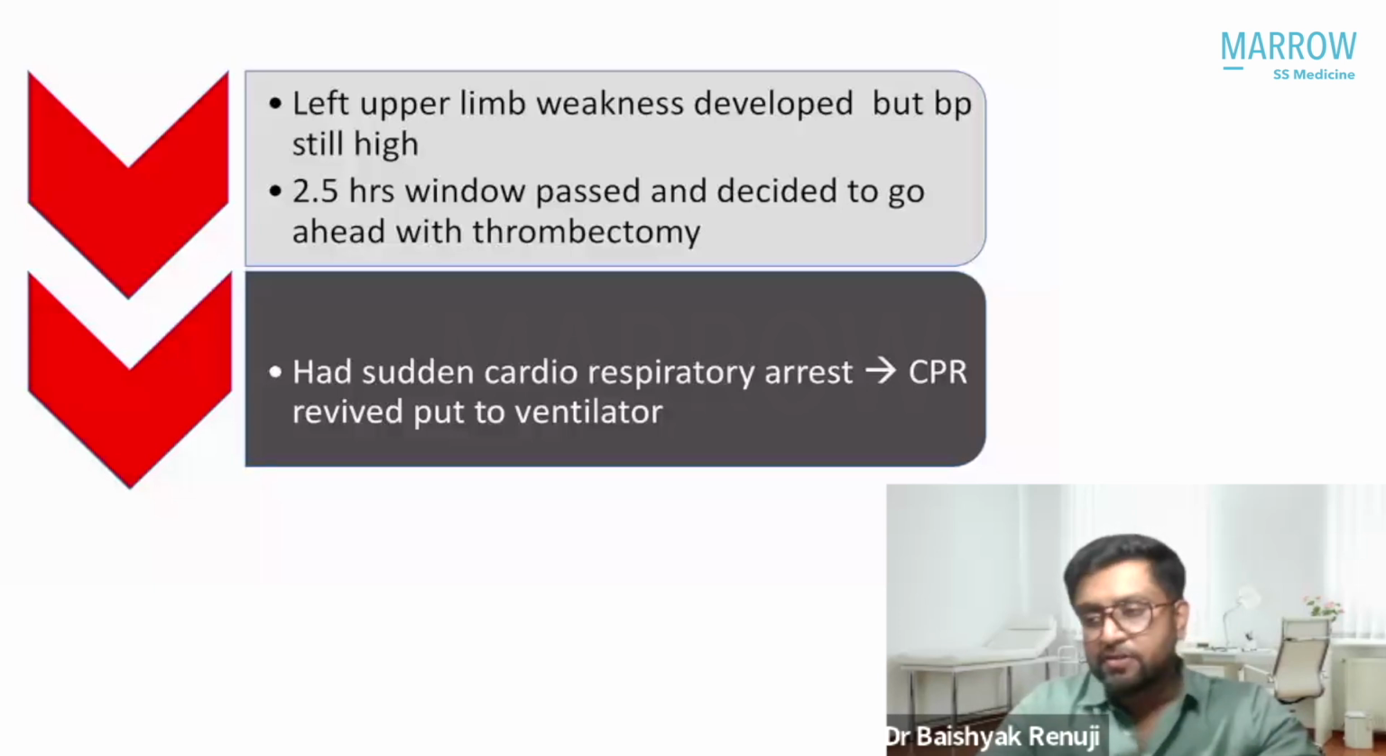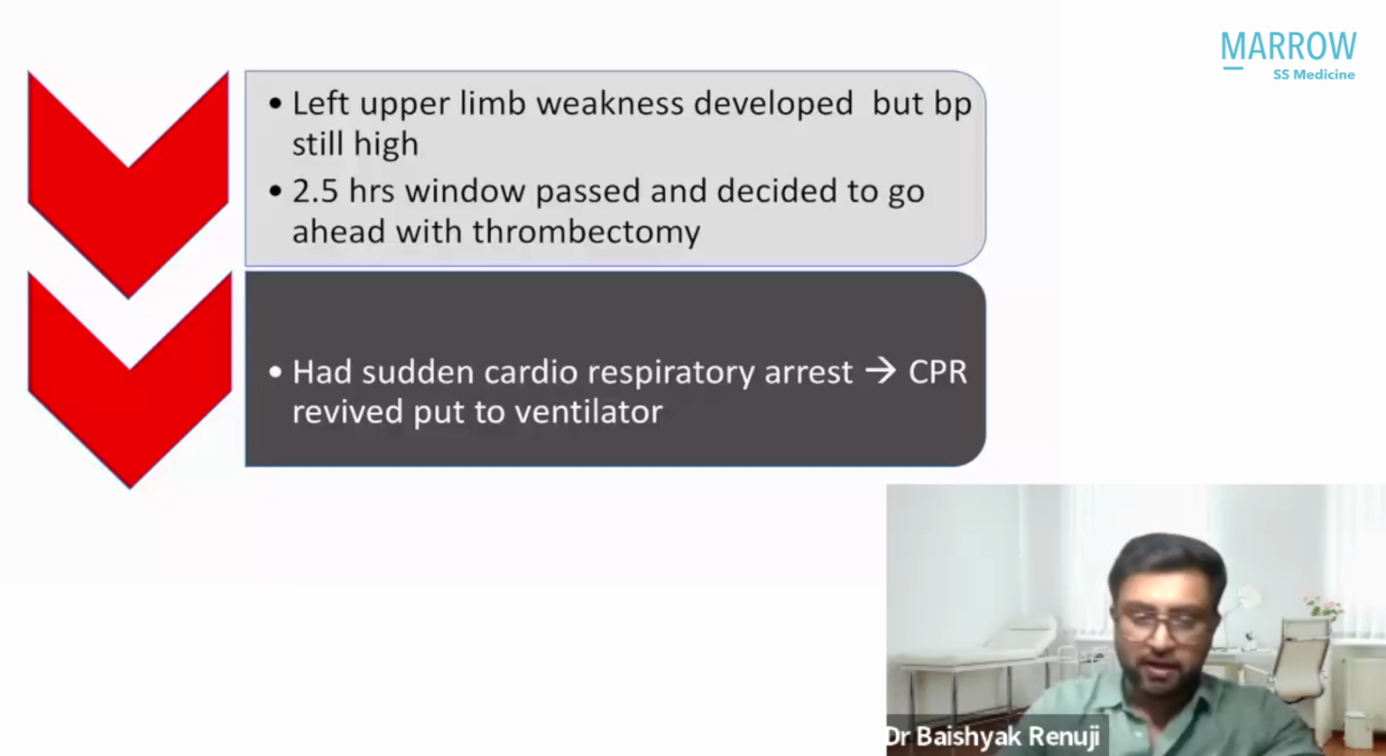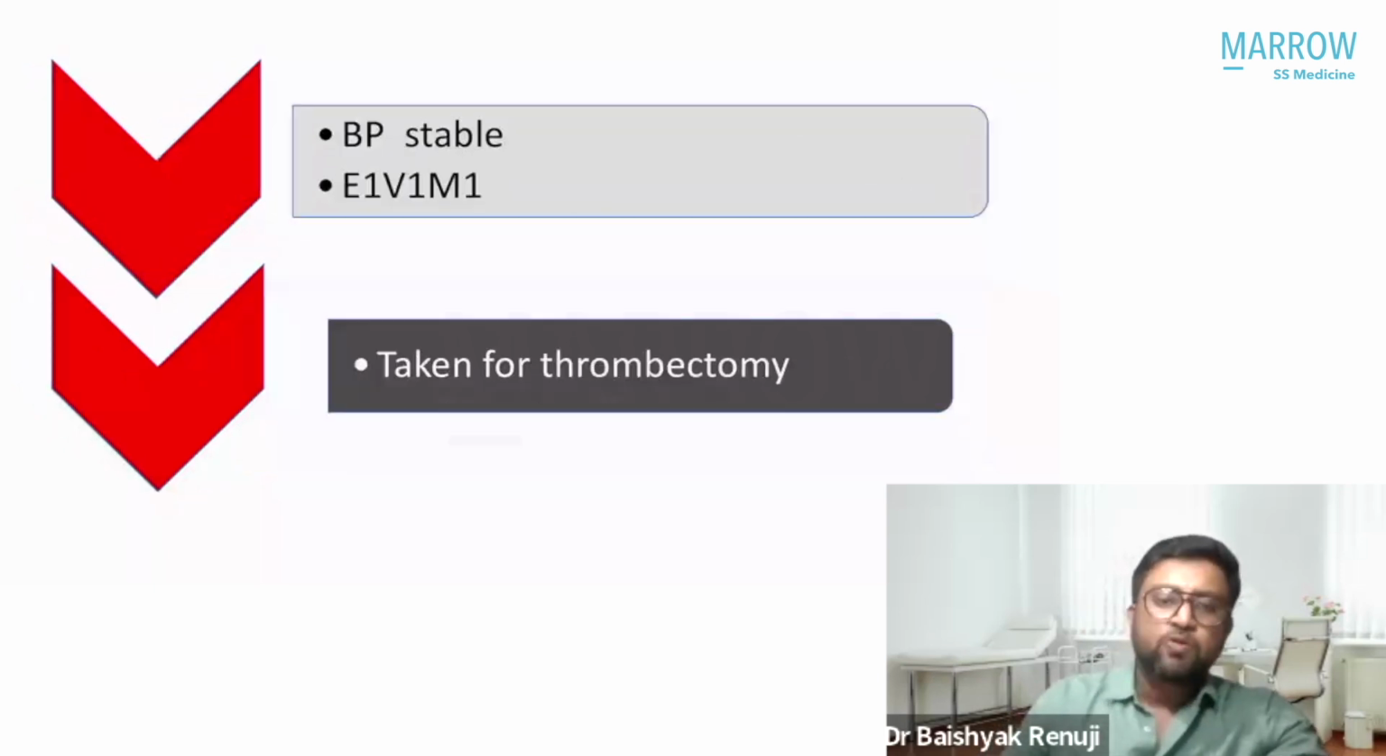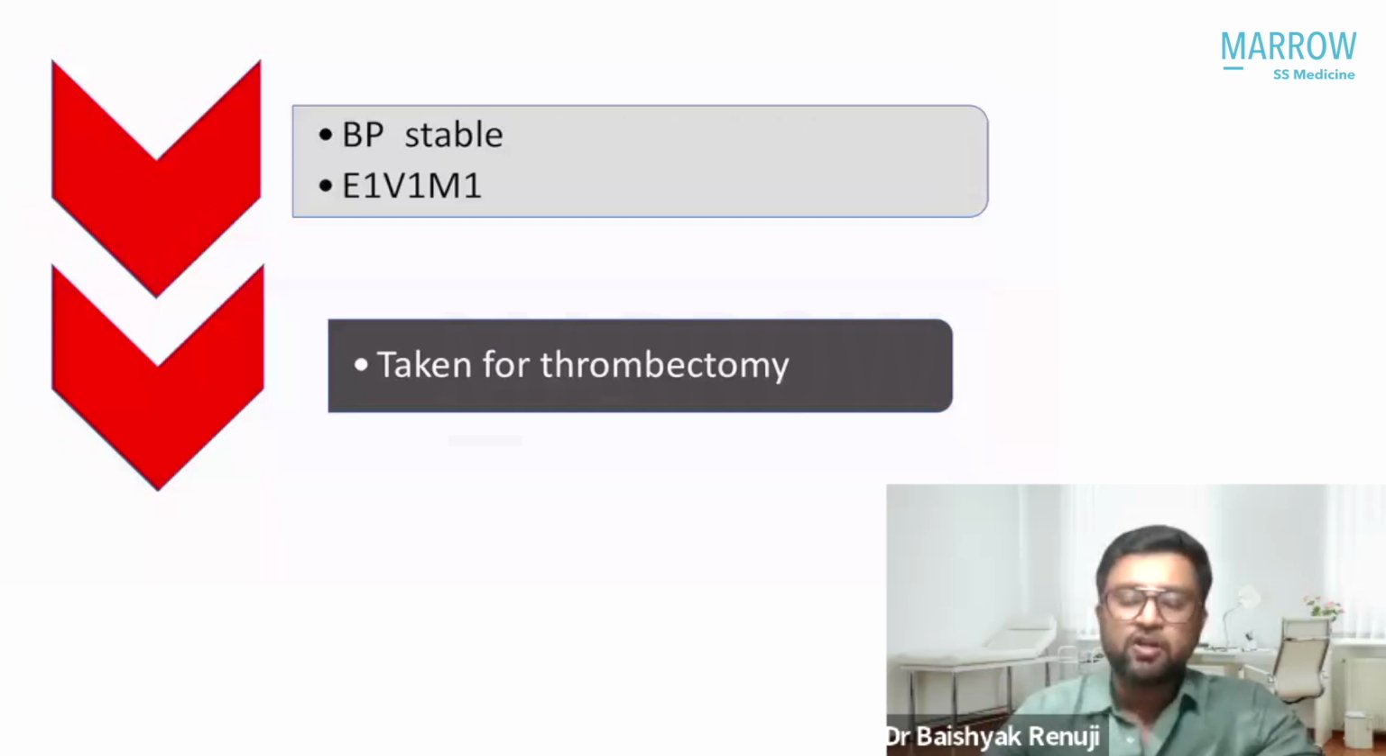Luckily, my radiologist, Dr. Jason, and I were both standing nearby, and suddenly the patient collapsed. We gave CPR and put the patient back on the ventilator. Now the patient's BP became stable, on the higher side, but hypotension had occurred. The score was E1, V1, M1 on ventilator, not given any sedatives. We never give sedatives in stroke patients unless very much required, because you cannot assess the GCS.